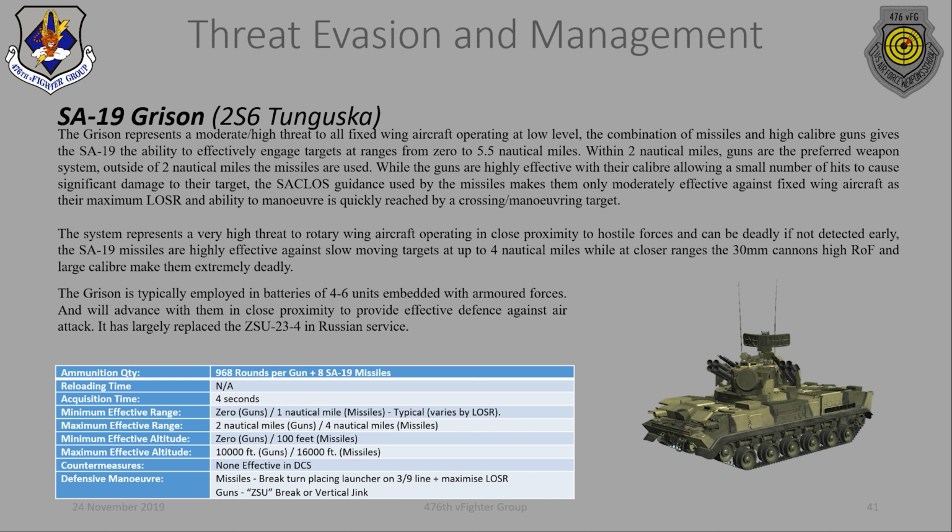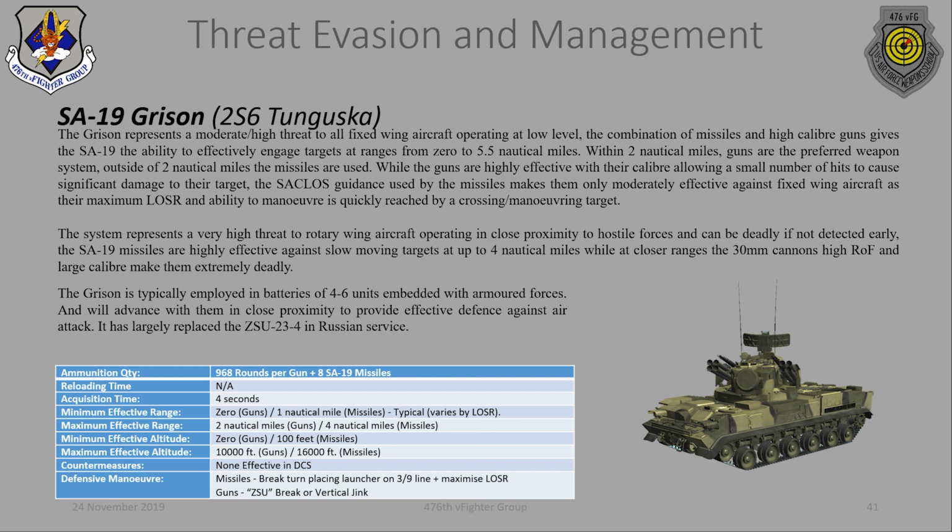Generally, sort of follows the same pattern. Will be embedded with armoured units, normally battery of 4 to 6. Again, usual DCS caveat, whatever the mission designer puts in. Short acquisition time, effective ranges, guns obviously 0, but 1 nautical mile for the missiles. Generally speaking, in DCS, if it's got missiles, it won't shoot at you with its gun, unless you happen to somehow get close to it inside that 1 nautical mile, without it being able to engage you with a missile.